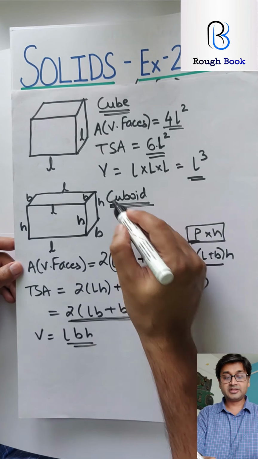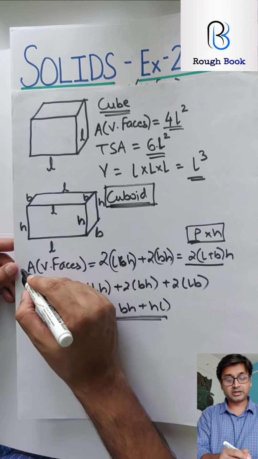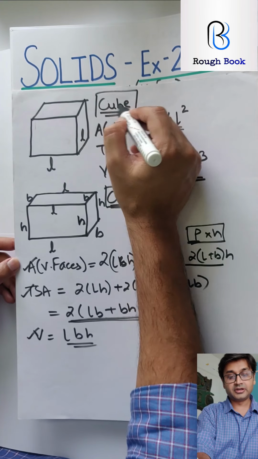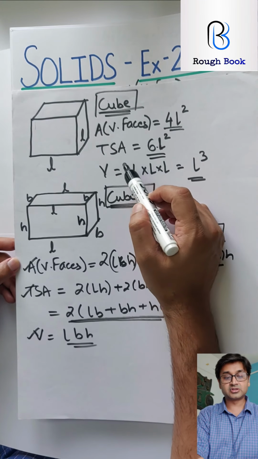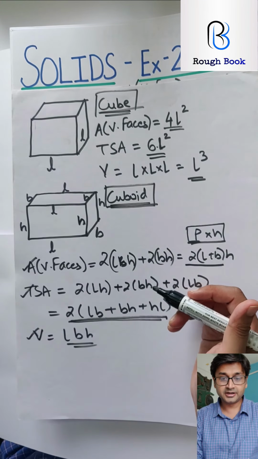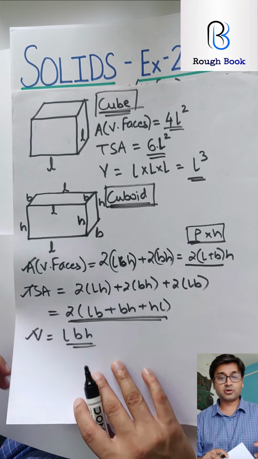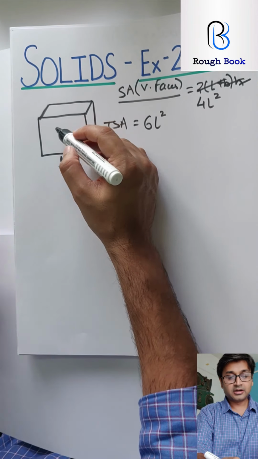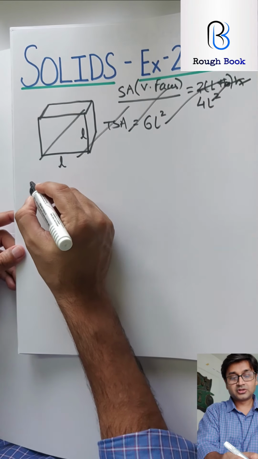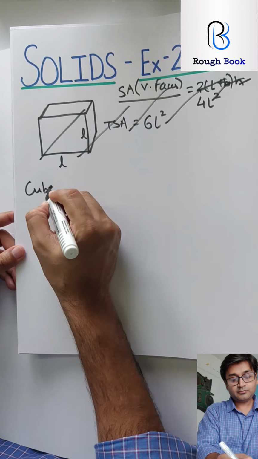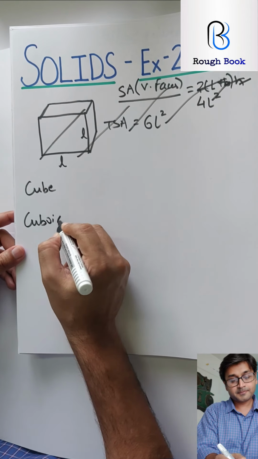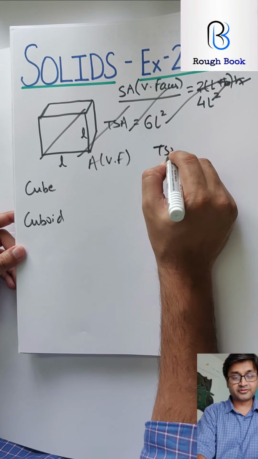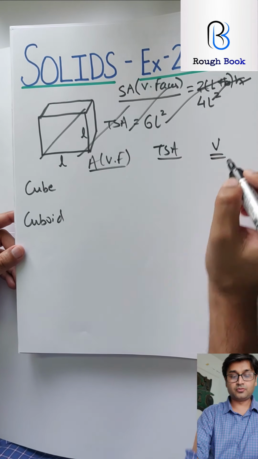So for a cuboid, we learned area of vertical faces, total surface area and volume. Likewise for a cube, we learned area of vertical faces, total surface area, volume. So all in all, if I combine everything over here: cube and cuboid, area of vertical faces, total surface area and the volume.